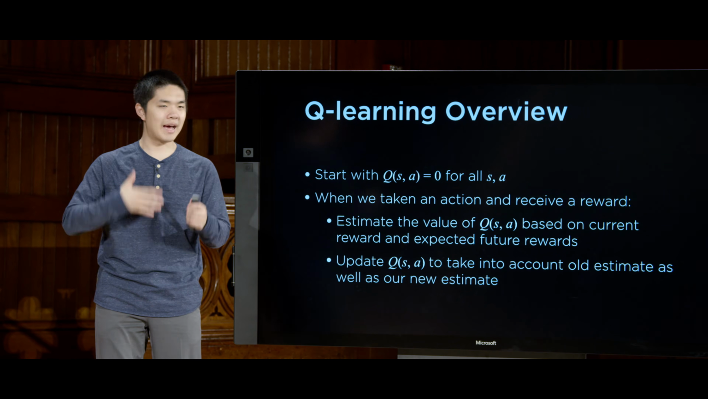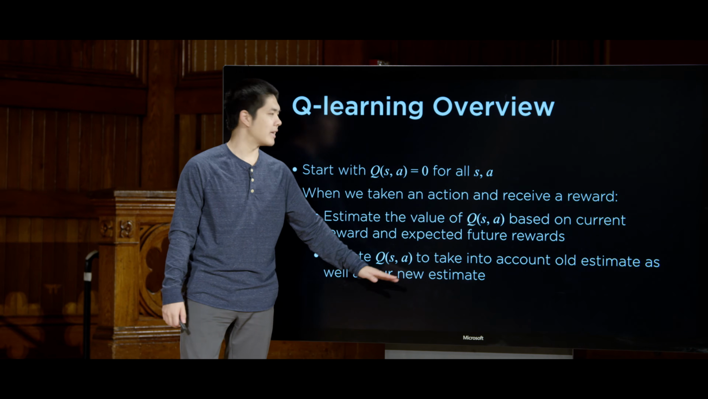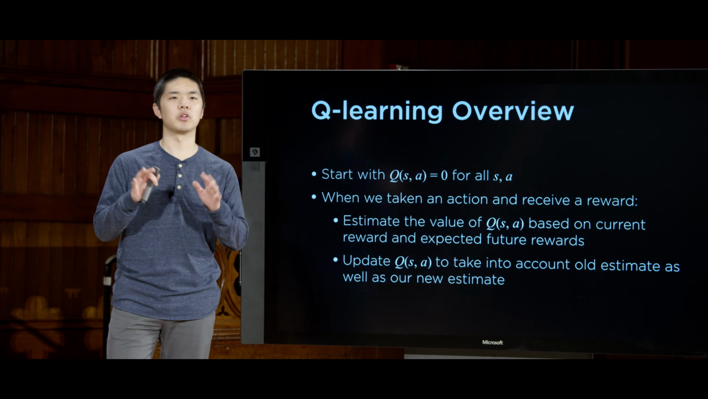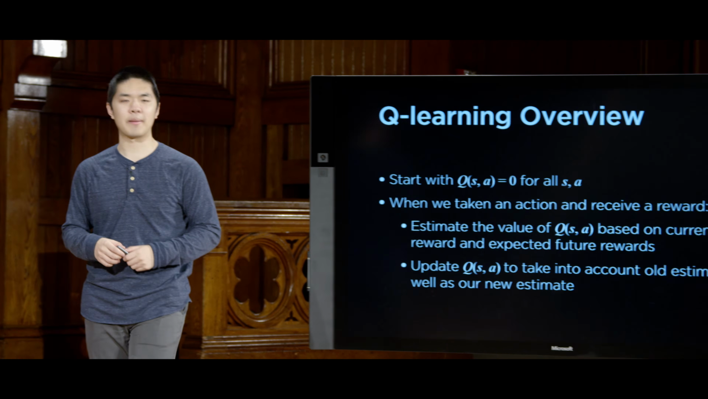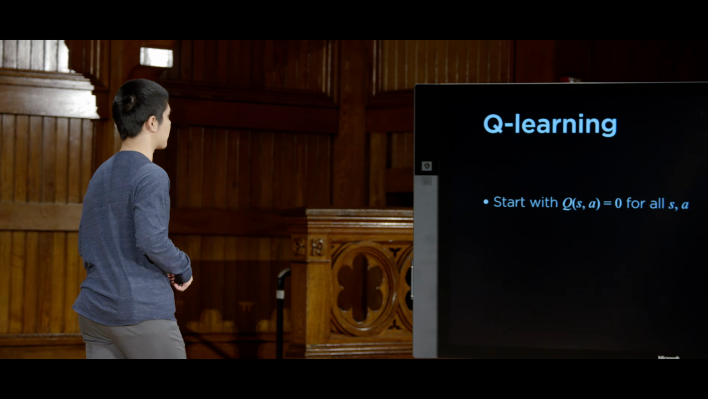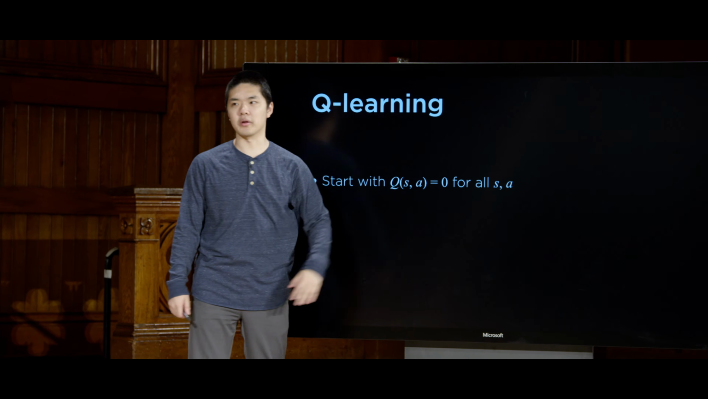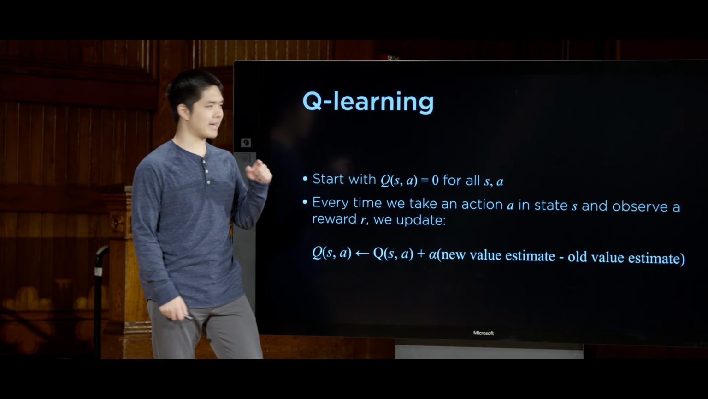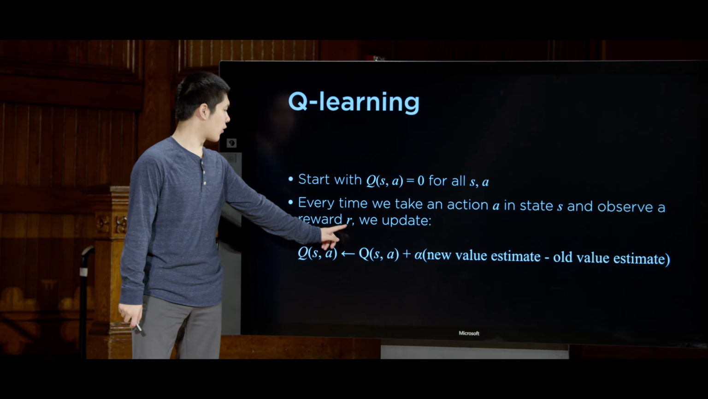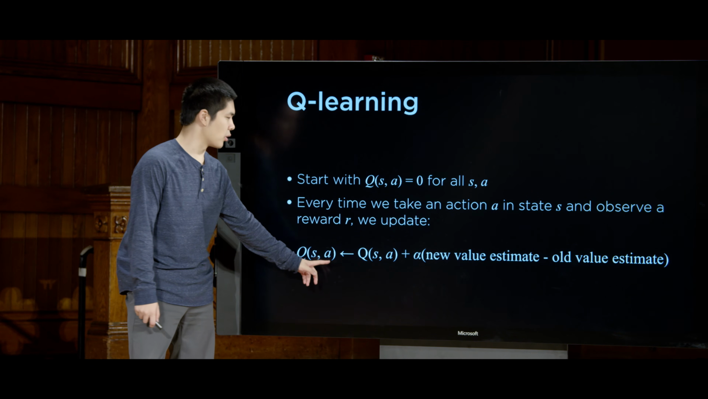As we go through this process, we'll already have an estimate for what we think the value is. Now we have a new estimate, and then somehow we need to combine these two estimates together. And we'll look at more formal ways that we can actually begin to do that. So to show you what this formula looks like, here's the approach we'll take with Q-learning. We're going to, again, start with Q of S and A being equal to 0 for all states. And then every time we take an action A in state S and observe a reward R, we're going to update our estimate for Q of S, A.